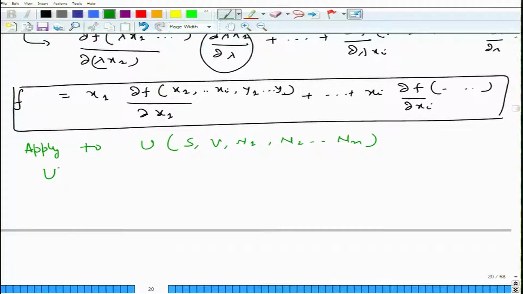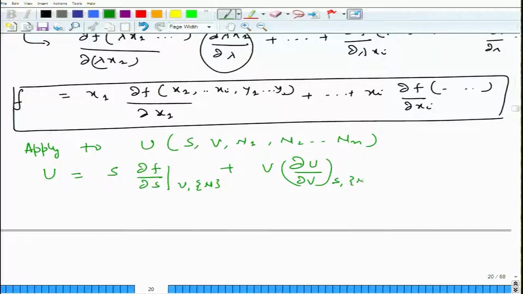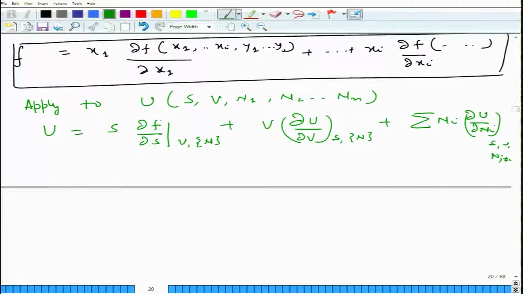So, in that case u, which is nothing but f, can be written as: s del u by del s, keeping all other variables constant, plus v del u by del v, keeping all other variables constant, plus summation ni del u by del ni, keeping all other variables constant. Okay, so now this f should have been u, so we are going to write it here as u.